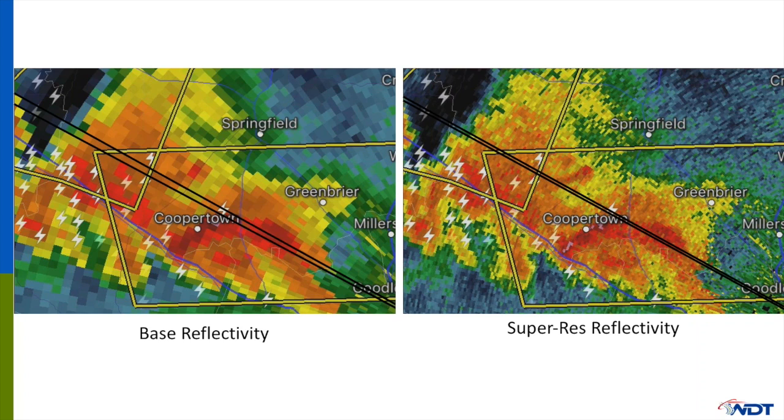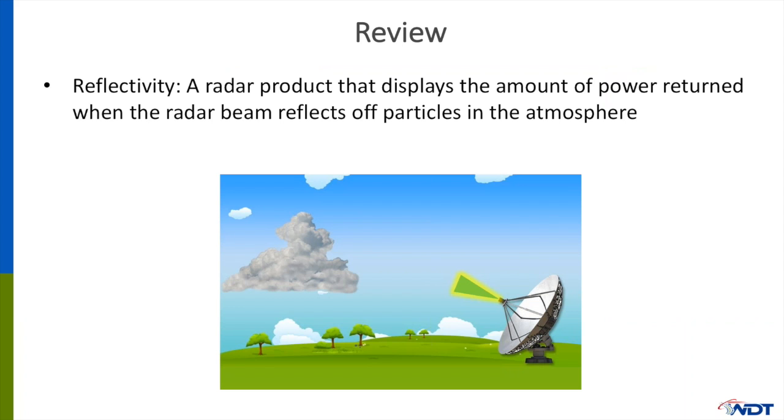You can see the pixels are about half the size as on base reflectivity, so the image ends up being higher resolution and able to show more atmospheric details. If you want the most detailed image on RadarScope, make sure you are selecting the Superrez reflectivity option. Let's review some of what we learned today.